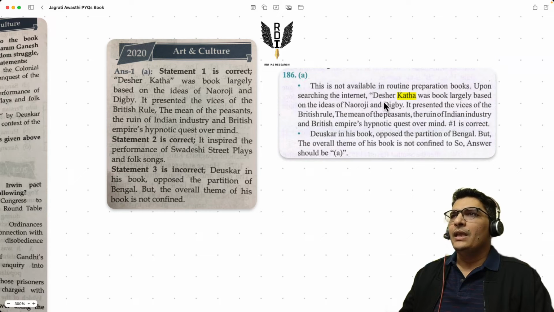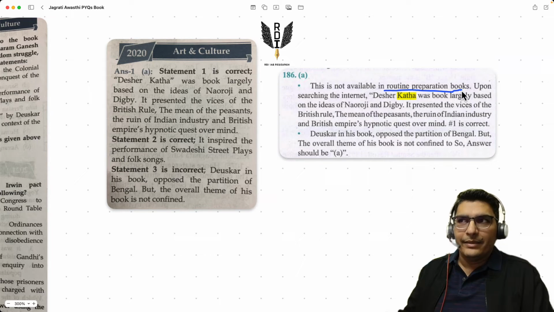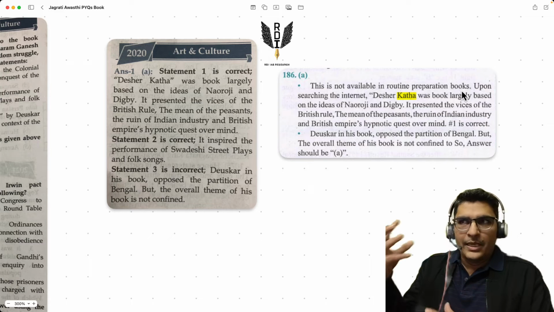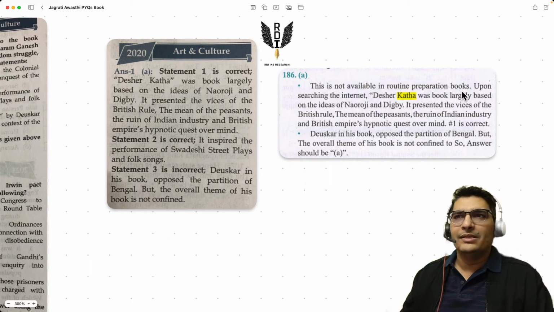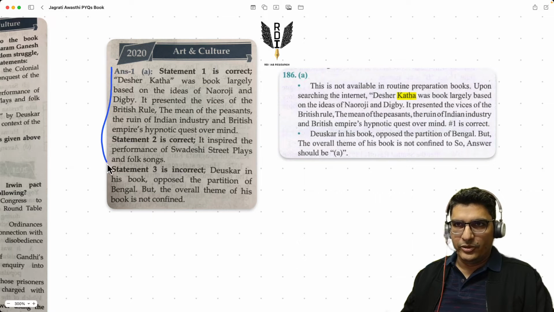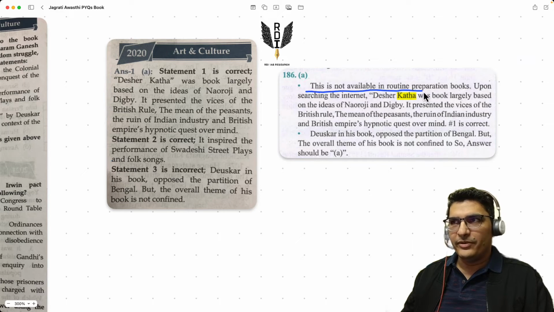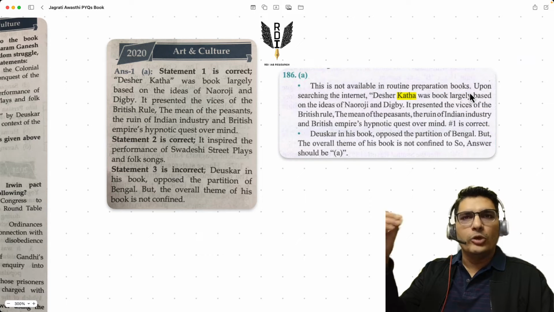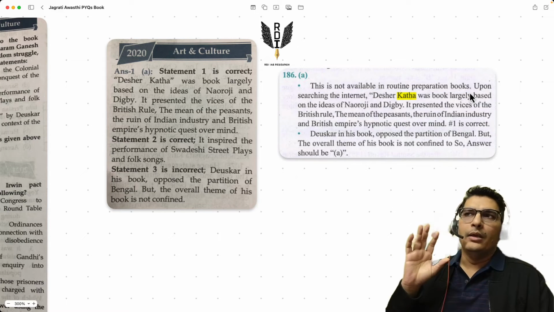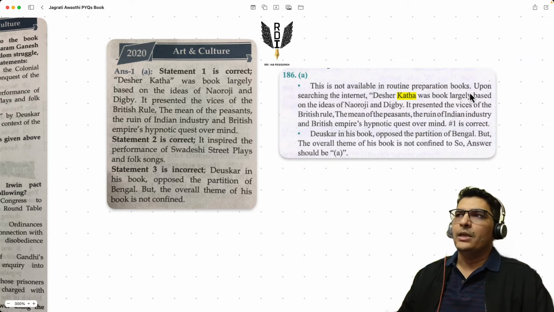Look at this part. This is not available in the other preparation book. This is what I like. This is the mentor comments part. This kind of information should be given. This is missing in Jagrati Avasthi's solution, so this certainly gives a positive point to Mrunal Patel's book. These kinds of insights should be given wherever possible, in whatever question it is possible.